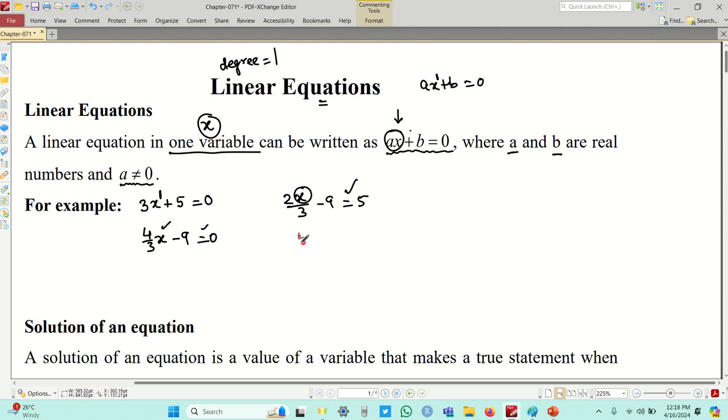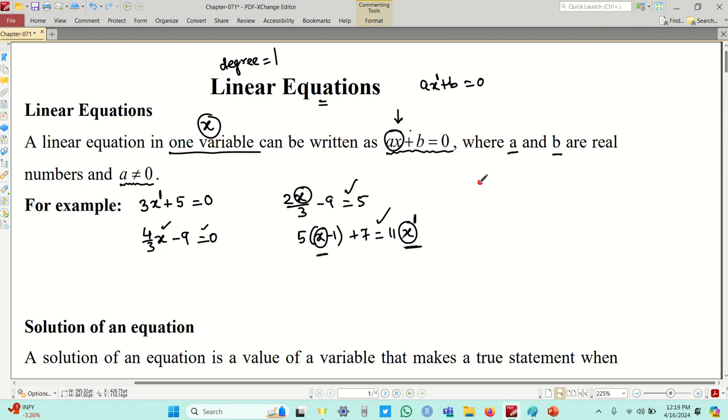Another example, if you write 5x minus 1 plus 7 is equal to 11x. This is also a linear equation. Why? Because number one, the equal sign is here, and the x term is available here and here. You can see, what is the degree of x? The degree of x is 1 here. So the x term may be available at two places, but it is only x. So if it is only x, then it is a linear equation.